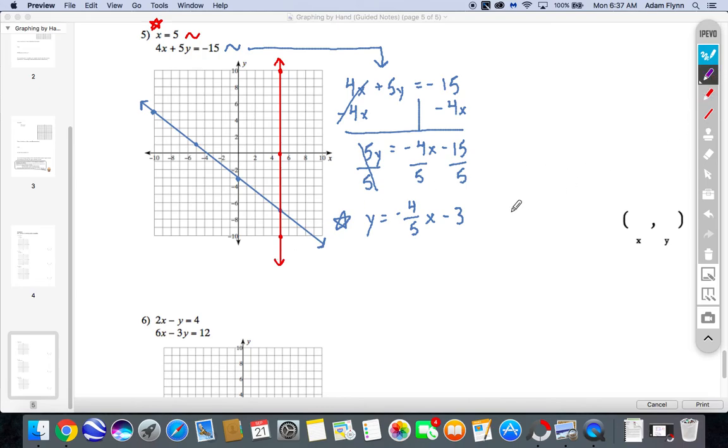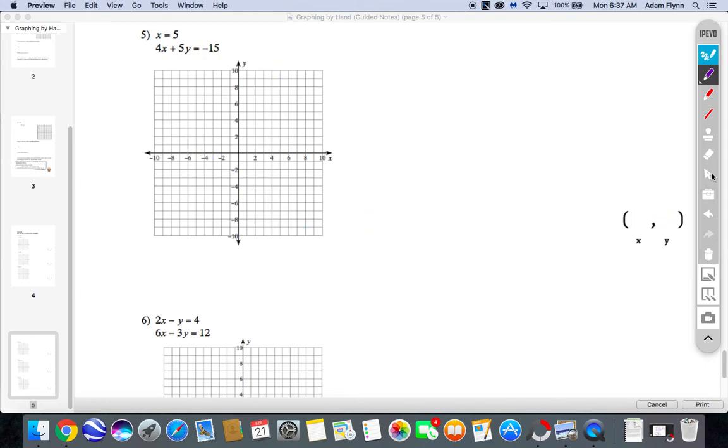So where do these two lines cross? It looks like we go over 5 on the x, and we go down 7 on the y. So the solution to the system of linear equations is going to be the point 5, negative 7. One more example.